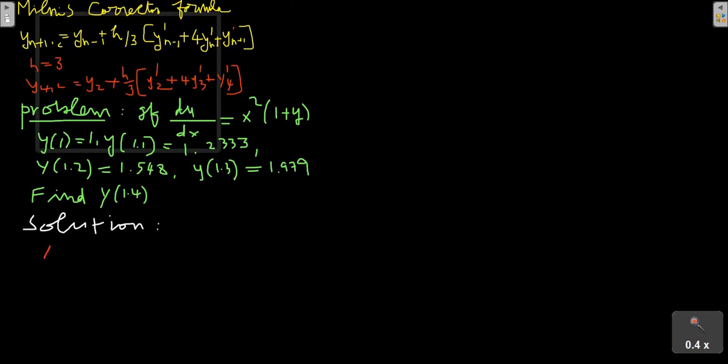Now the solution starts. As I said before, when x0 equals 1, y0 equals 1. When x1 equals 1.1, y1 equals 1.2333. When x2 equals 1.2, y2 equals 1.548. When x3 equals 1.3, y3 equals 1.979. That is what we have here.